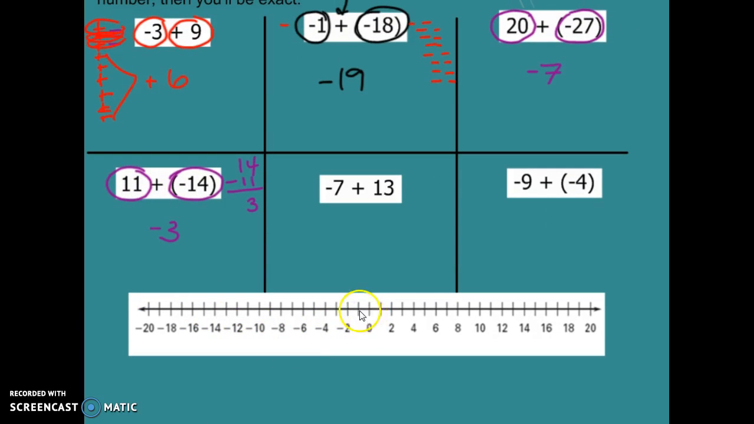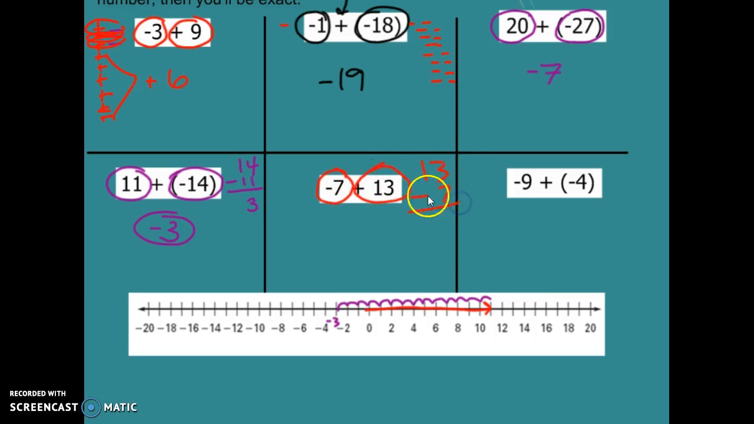Starting at 0, you could go positive 11 first to here, and then it says combine with a negative 14, and negative 14 we would count back 1, 2, 3, 4, 5, 6, 7, 8, 9, 10, 11, 12, 13, 14, and we end at negative 3, exactly like it says right here.